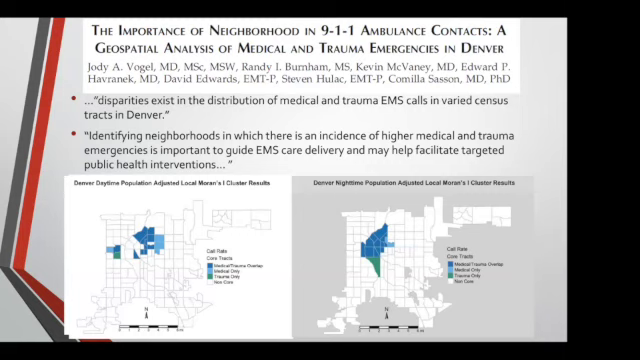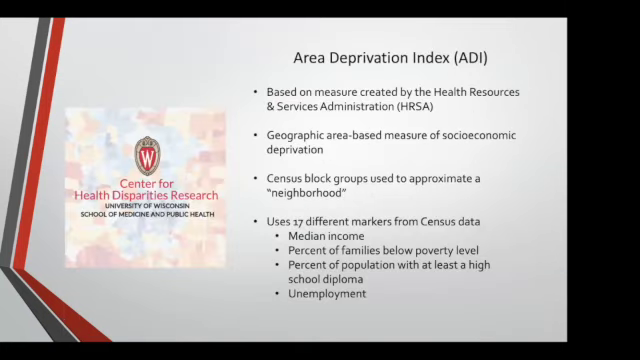So disparities existed in the distribution of medical and trauma EMS calls in various census tracts they found, and identifying neighborhoods in which there's an incidence of higher medical and trauma emergencies is important to guide EMS care delivery and may help facilities target public health interventions. Right? We have to understand where it's happening. So those are some of the research that's being done.